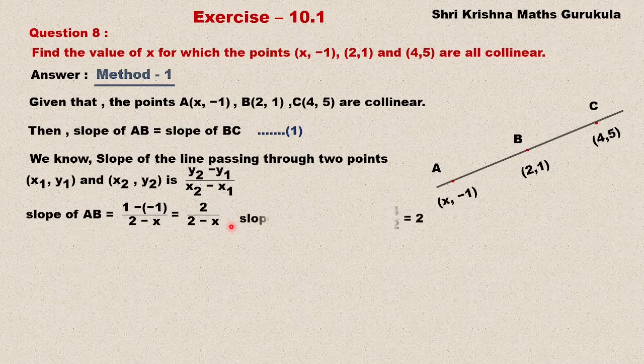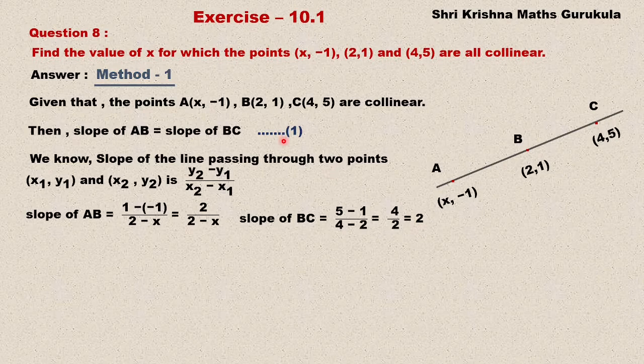Now we will find the slope of BC. That means we are using these 2 points, B and C. This will be (x1, y1) and this we will consider as (x2, y2). Then slope of BC will be y2 minus y1, that is 5 minus 1, divided by 4 minus 2, which is 4 by 2, and that is equal to 2.